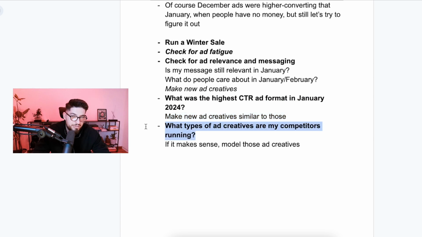And then the other thing: what type of ad creatives are my competitors running? If it makes sense, and don't just copy for the sake of copying, model those ad creatives.